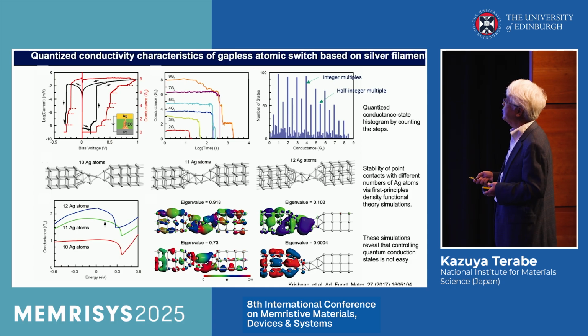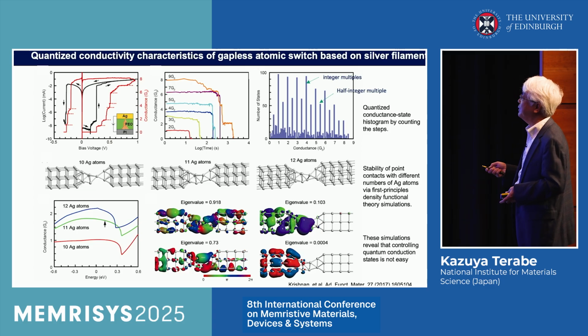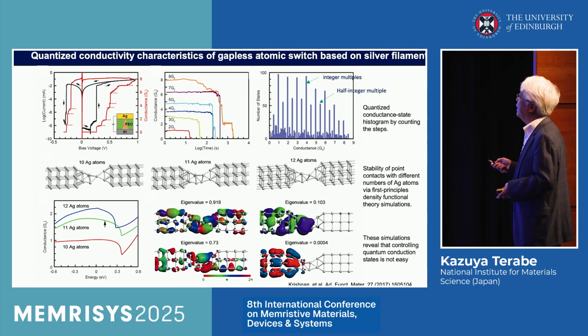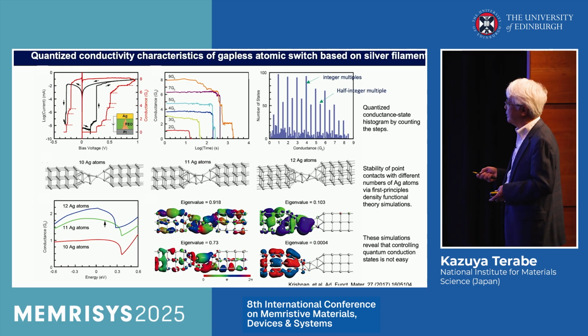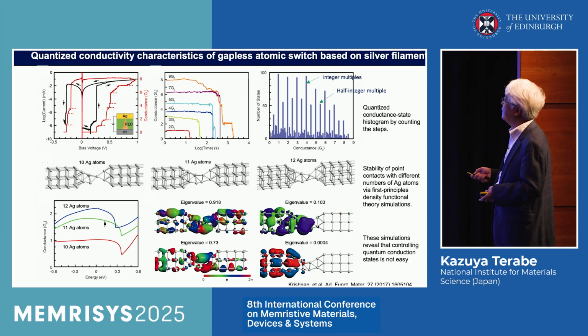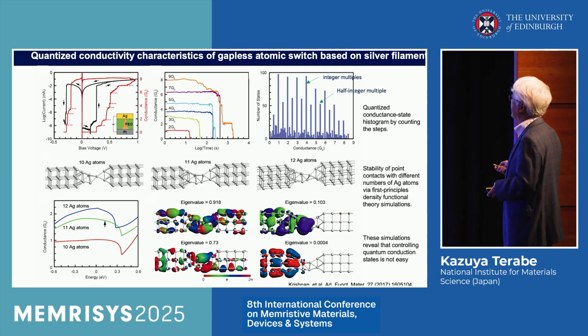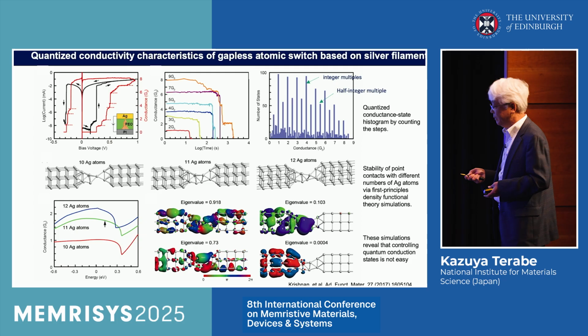Which corresponds to the integer multiple one state. This is very stable here. But the 11 and 12 atom point of contact structures are stable between the 1 or 2 or 3 states, like this. So this means these simulations reveal that controlling the quantum conductance state is not so easy.